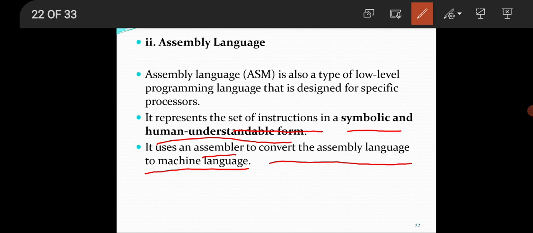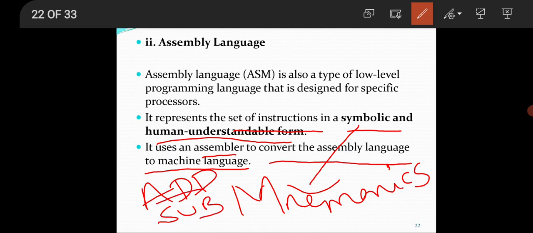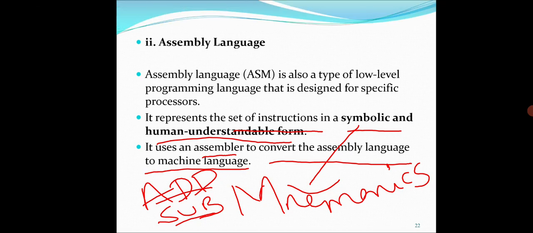So instead of writing zeros and ones, here we can write mnemonics. Symbolic is also called mnemonics, mnemonic codes. They are like add, sub. Like English words, we can write these, which are called mnemonics, to improve understanding.